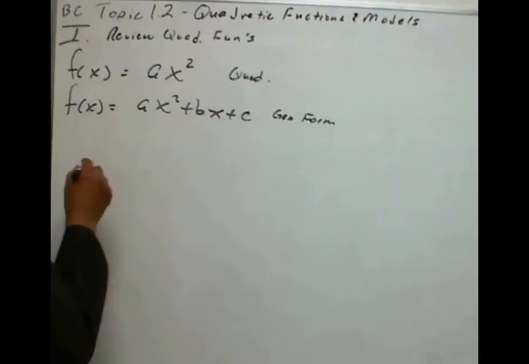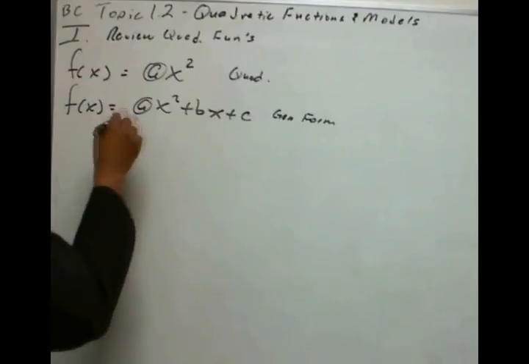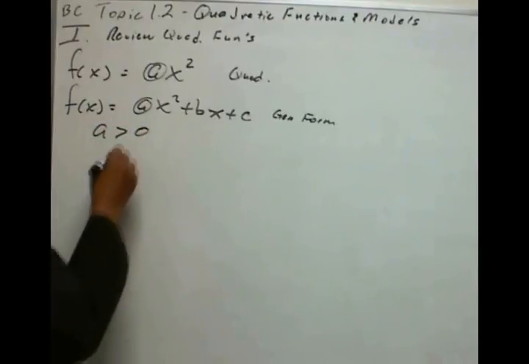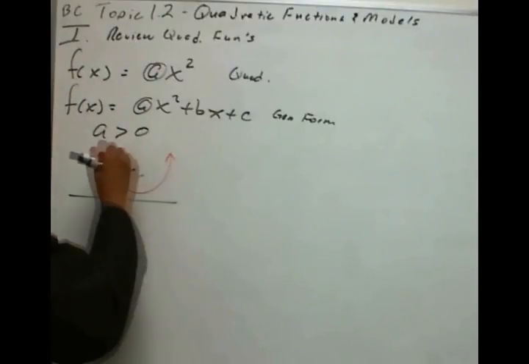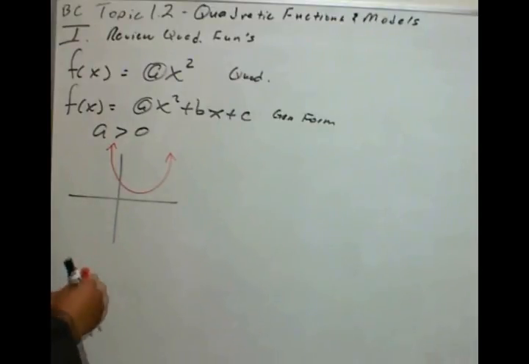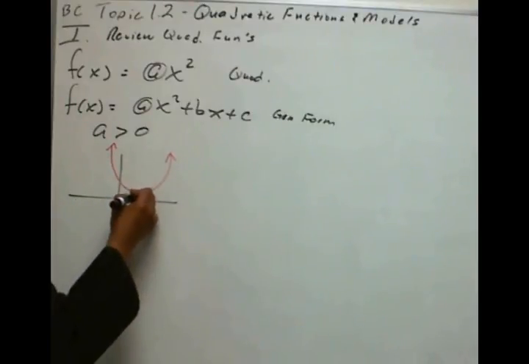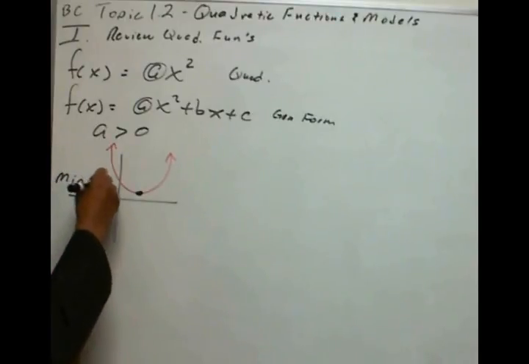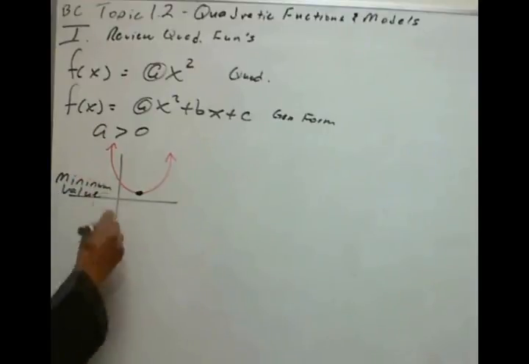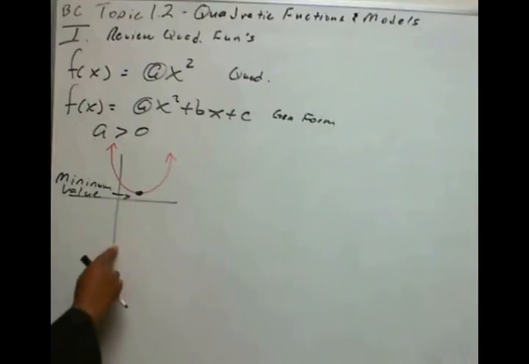Now, when we graph a quadratic, we look at the a part. If the a is greater than 0, a positive number, the graph that you will get is a parabola oriented upward. A parabola oriented upward, if that a is positive. And since the parabola is oriented upward, what you'll get is a minimum value. Okay. Now, to find this minimum value, we need to find this point right here, which is called the vertex.